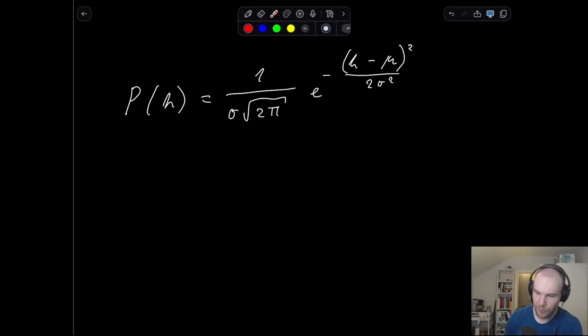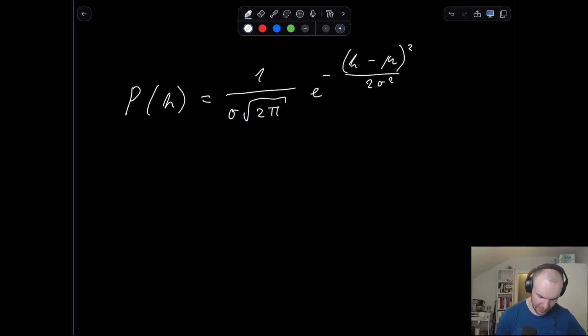So for example, let's say we had the height of Norwegian women in Norway, and the average was 168, and 168 would go here. And of course, the standard deviation was 6 centimeters, so that would be this guy.